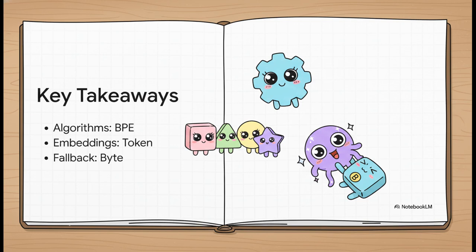If they ask for subword algorithms, immediately cite BPE, which is byte pair encoding, and WordPiece. If they ask what types of embeddings exist, rattle off the 4 main ones: token, positional, sentence, and document. And finally, if they ask how models handle absolutely crazy, never-before-seen symbols like wild new emojis, always mention byte-level tokenization as the ultimate bulletproof fallback.